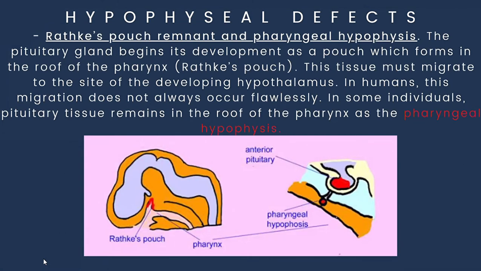So hypophyseal defects: the Rathke's pouch remnant and pharyngeal hypophysis. The pituitary begins its development as a pouch which forms in the roof of the pharynx. So it's the Rathke's pouch. This tissue must migrate to the site of the developing hypothalamus. In humans, this migration does not always occur flawlessly. In some individuals, pituitary tissue remains in the roof of the pharynx as the pharyngeal hypophysis. Next slide.